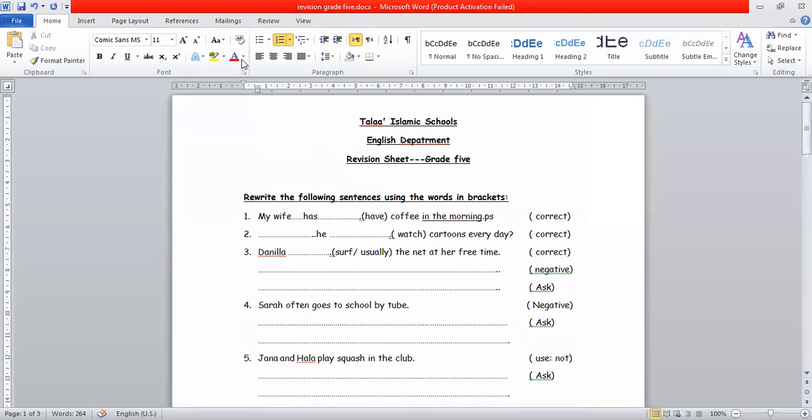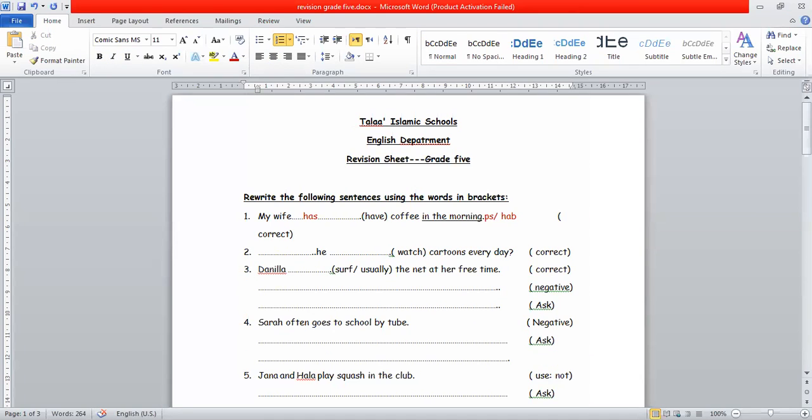How do you know that it's a present simple tense? Because it's happening in the morning. Very good. Because this is a habit that happens in the morning. Every morning, she has coffee. Wait till I finish explaining, then after this you are going to answer. Don't worry. Here we choose has because in the morning is present simple tense. How do you know? Because it's a habit. So here we write present simple and it's a habit.